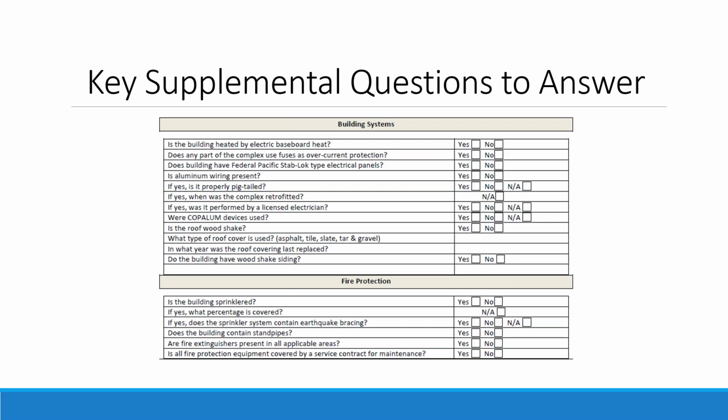Those are not acceptable by my markets. So if there's any type of that wiring or those panels within the building, that's not something I'm going to have a market for, just because of the known fires that they can cause. So it's just not something my markets will accept as unacceptable for their underwriting guidelines. So a lot of the times I will see does the building have Federal Pacific or Stab-Lok electrical panels?